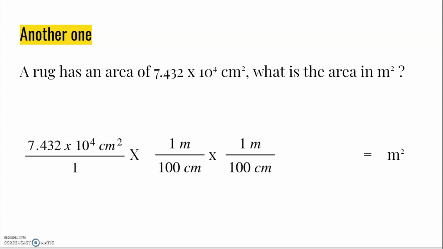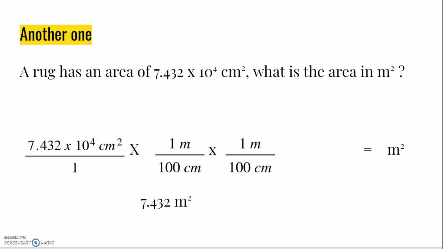So now I just have to do the math. I take 7.432 times 10 to the 4th. I could probably do this in my head because we know how to do exponents in our head. This is really 10 to the 2nd and 10 to the 2nd here. So 10 to the 4th divided by 10 to the 2nd times 10 to the 2nd actually all cancels out, and I get an answer of 7.432 meters squared.